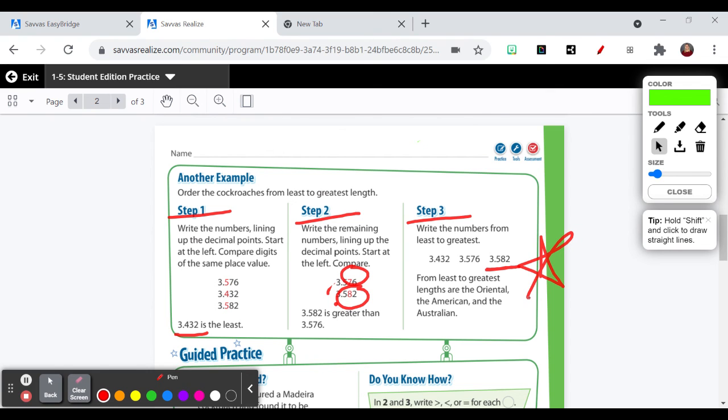All right, so what I want you to do is use these two examples that we went through, and I want you to work on the Do You Understand and Do You Know How on your own, and you'll come get that checked by us.